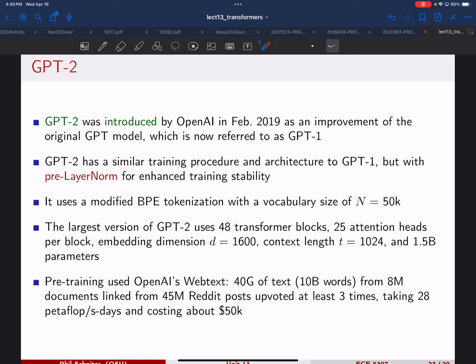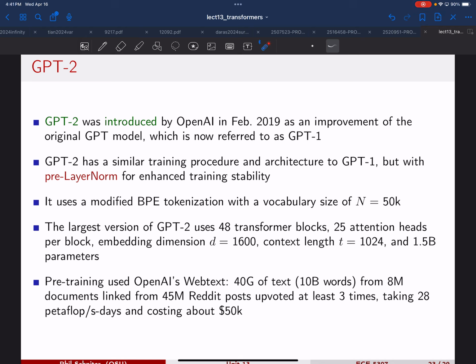It was a kind of a new modification of BPE tokenization, a similar vocabulary size to before, but now you can see it's deeper, 48 transformer blocks, 25 attention heads per block. The embedding dimension is larger, 1600. Now the context length is larger, 1024. And compared to BERT, this is maybe 4 times as big, 1.5 billion parameters.